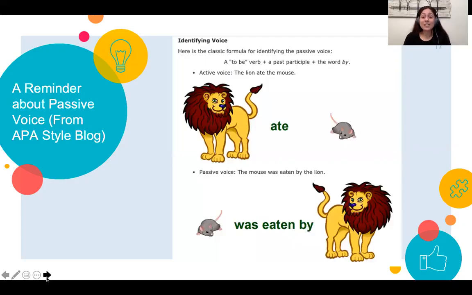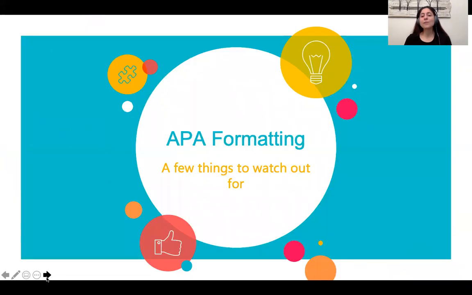Okay, another reminder here is about passive voice, and this example is also from APA Style Blog, and I think it's great. There's an example here: the lion ate the mouse would be active, right? Versus the mouse was eaten by the lion, which would be passive. The mouse was eaten. It just sat there while it was eaten, as opposed to the lion acting. It ate the mouse.